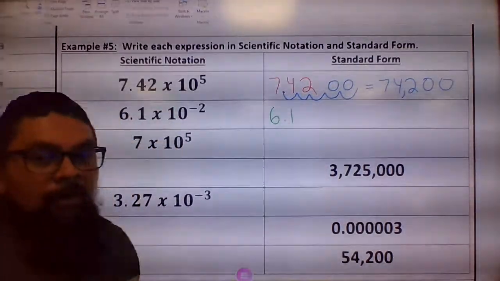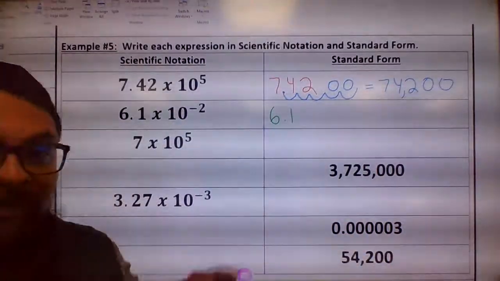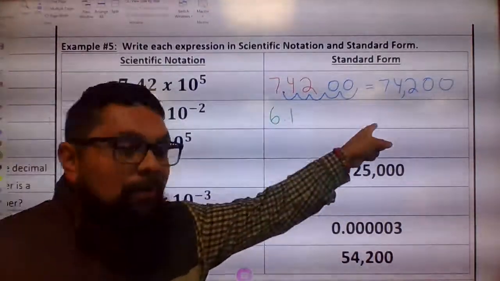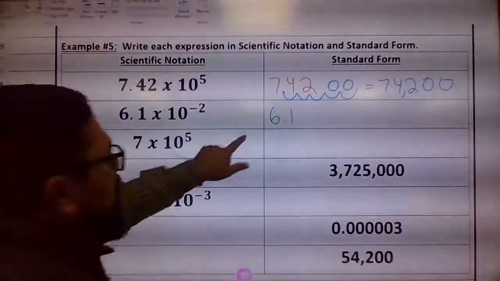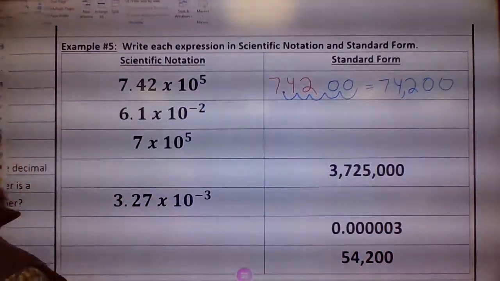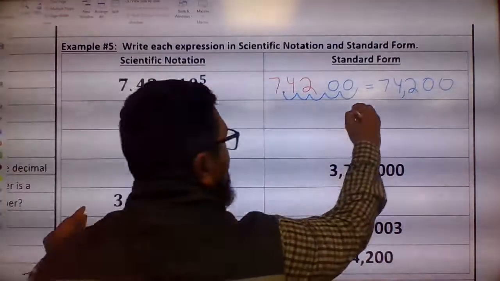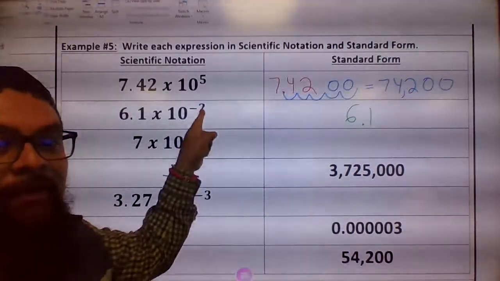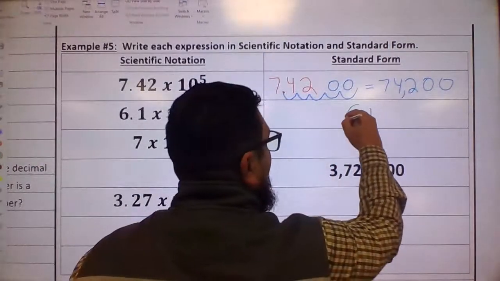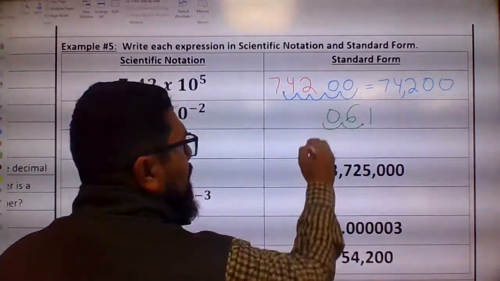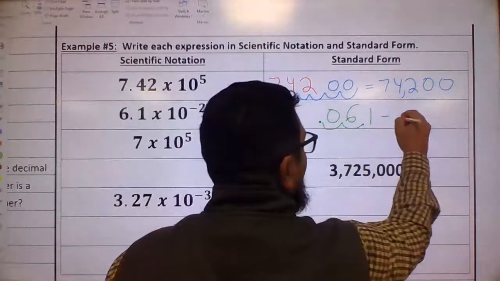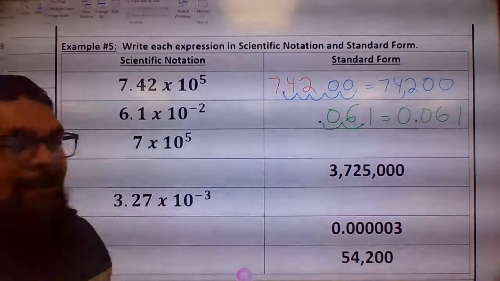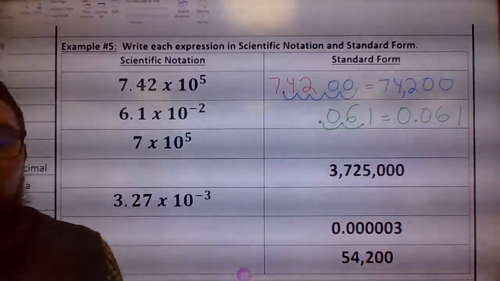Now step 3 and step 4 say whether it's positive or negative. This is negative, so we're going to go to the left. I'm going to write it more in the middle so that I don't have to mess with it or get an error. So I'm going to put 6.1. Now, how many times are we going to move it to the left? 2 times. So let's do it: 1, 2, and put a 0. I always like to put the decimal right there. So this is going to be 0.061, and that is in standard form.